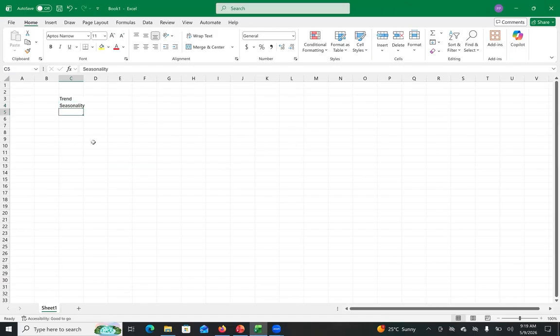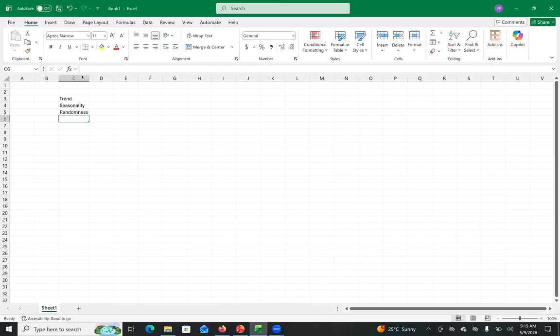And the last component is the randomness. Randomness is nothing but something that you cannot predict. It is going to be random, right? It can sometimes be positive, it can be negative. Sometimes it is a small number, sometimes a little big number. We cannot predict the randomness. Now all time series are made up of these three components.